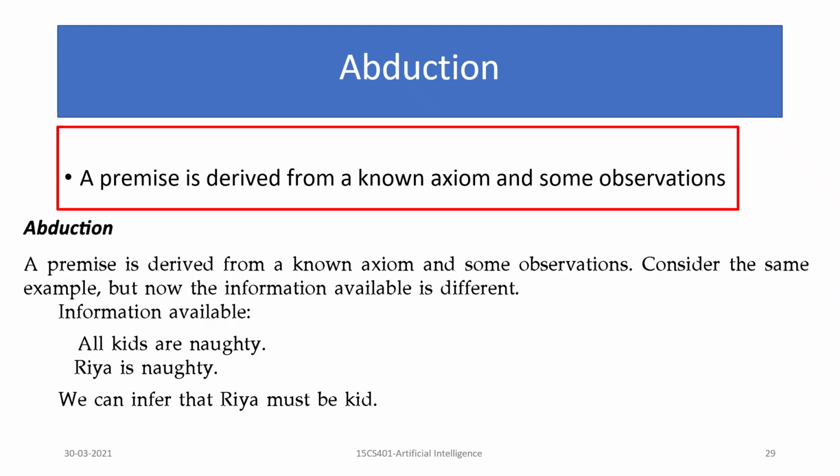To summarize: deduction is reasoning from general rules to a specific conclusion. Induction is reasoning from specific observations to a general rule. Abduction is reasoning from the observation to the most likely explanation. So these are the types of inferences.